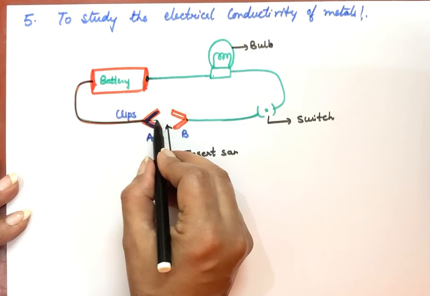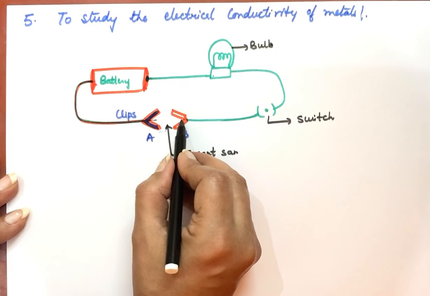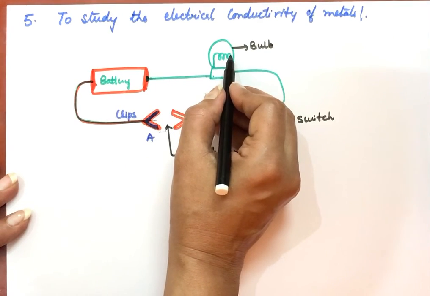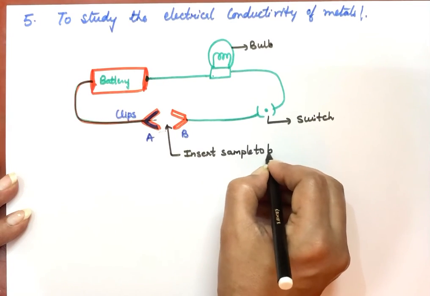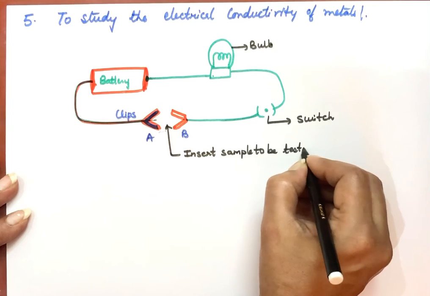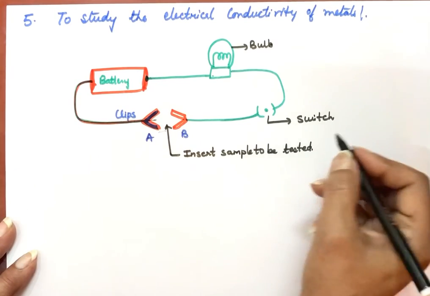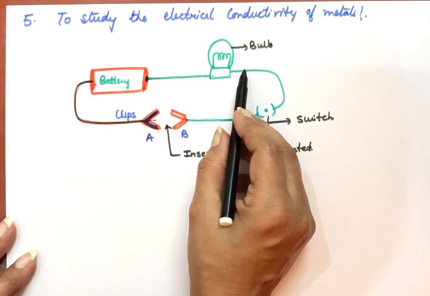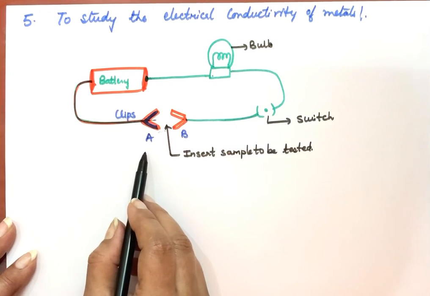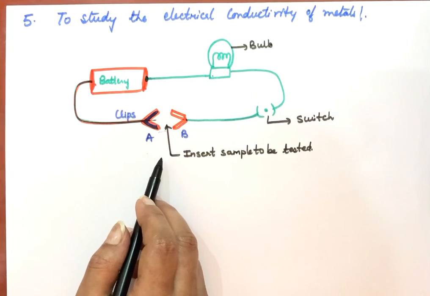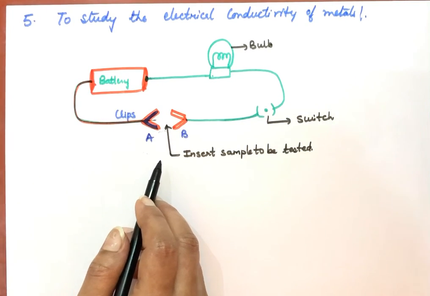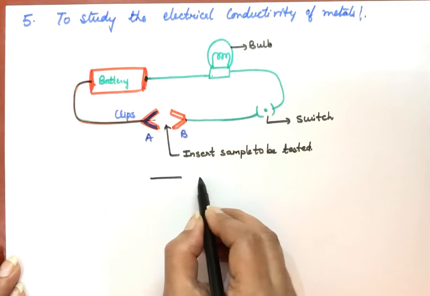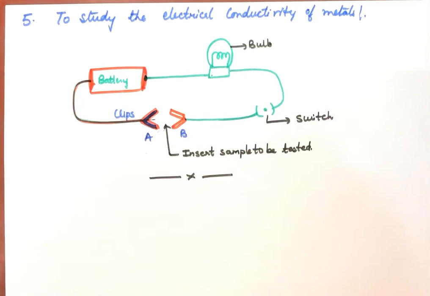If that piece of wire that we connect here is a conductor of electricity, then the bulb will glow. So when we insert a sample that we want to test, and we use the metals here, the bulb will glow because the metals are good conductors of electricity. So this setup proves that metals are conductors of electricity. So these are some of the investigations for the physical properties of the metals. With these, the physical properties of metals are complete.